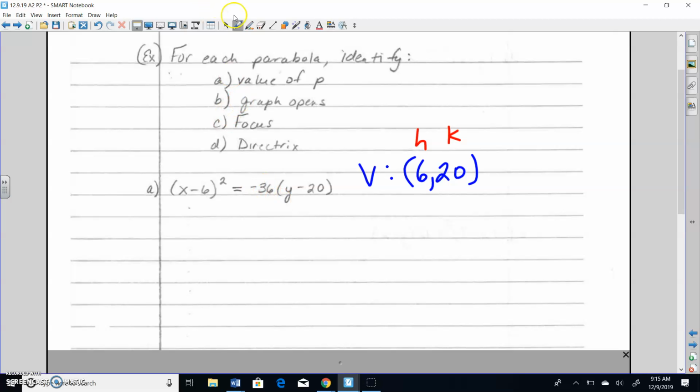All right, so part A, I am trying to find the value of p. So in our standard equation, whatever's on the right side with the non-squared quantity, we've labeled that 4p, correct? So I'm going to take 4p equals whatever that value is, which is negative 36, and divide by 4. p equals negative 9. So part A, p equals negative 9.